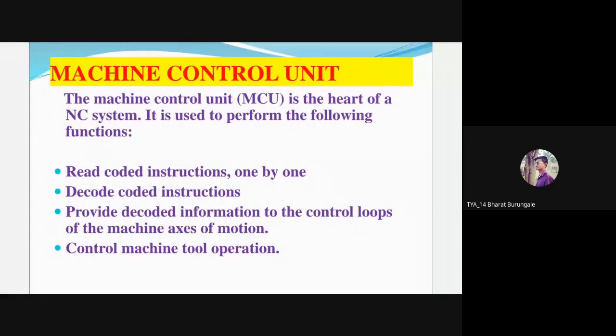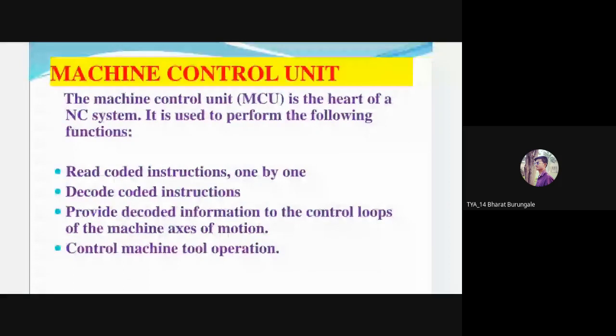Decode coded instruction. Whatever the codes are there, the codes are recorded in our punched tapes. Different rolls are there. And to read that punched tape is also a function of that MCU, the machine control unit. Decode coded instruction: whatever the code is generated, to decode or read that code is nothing but the decode.